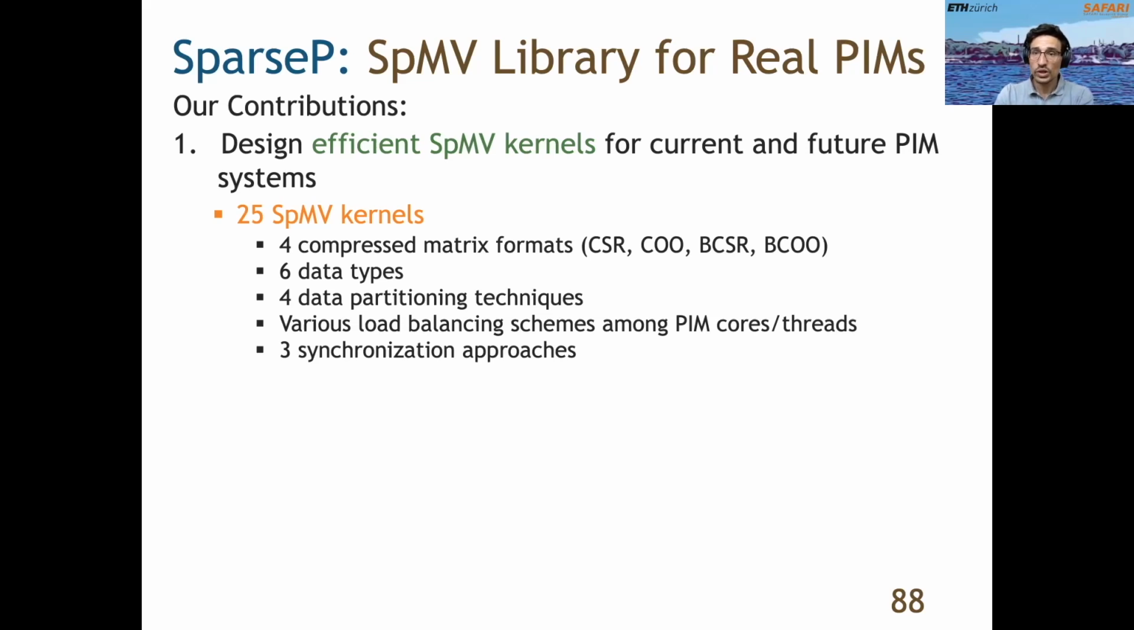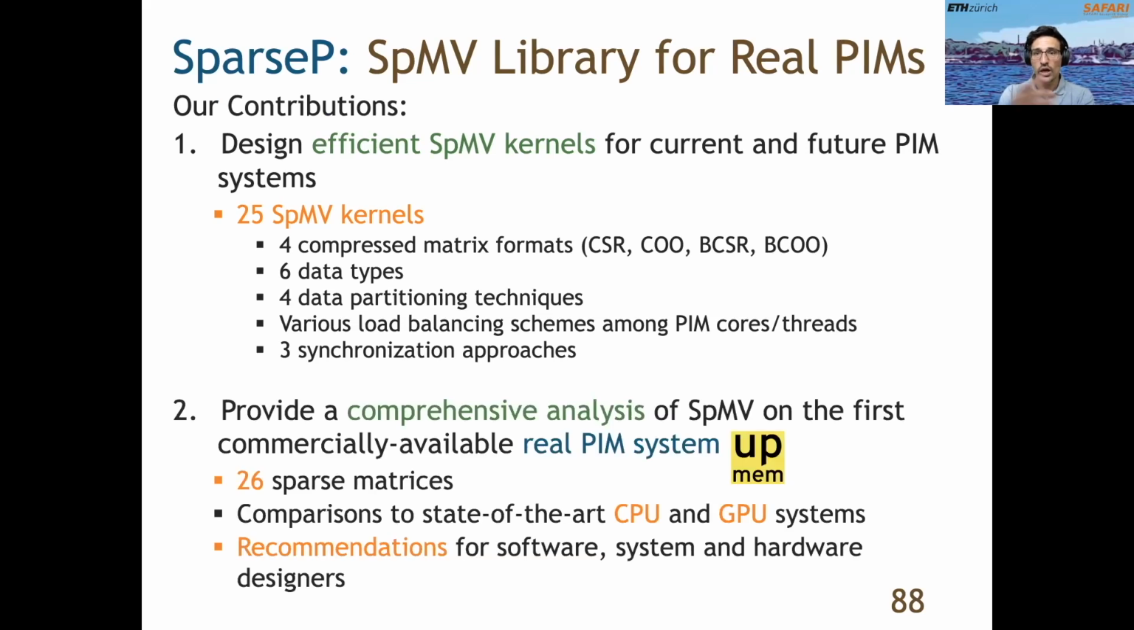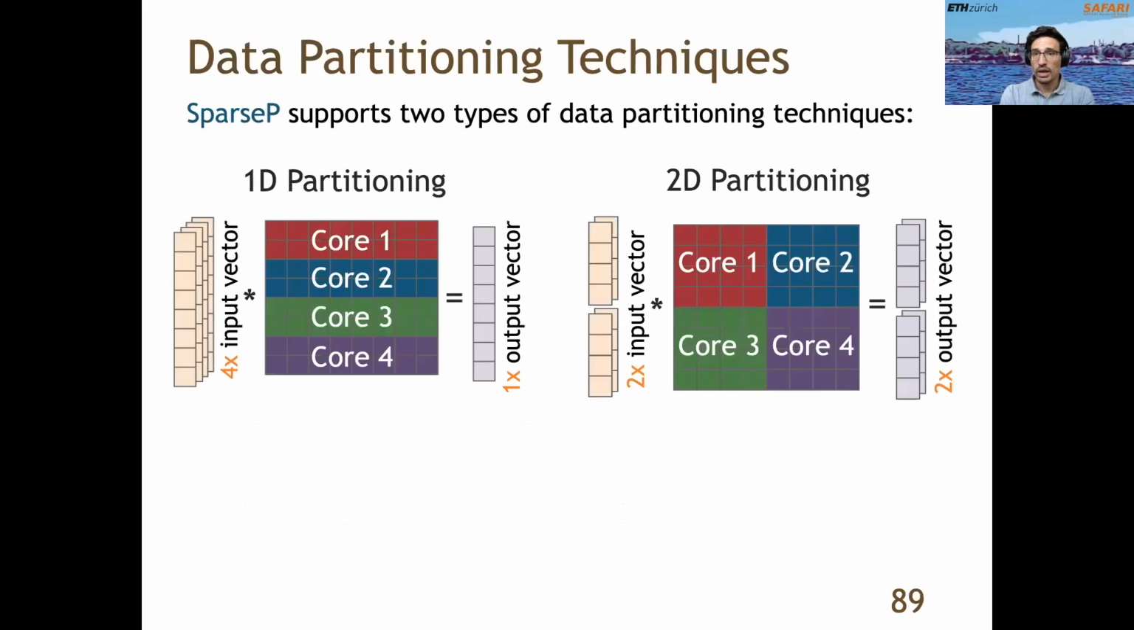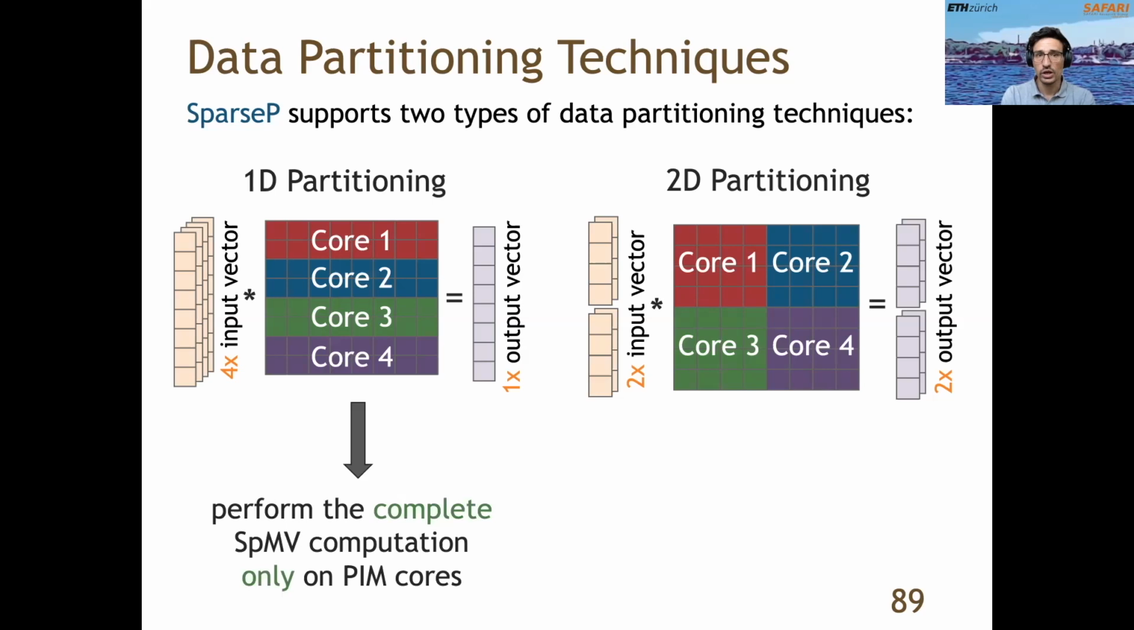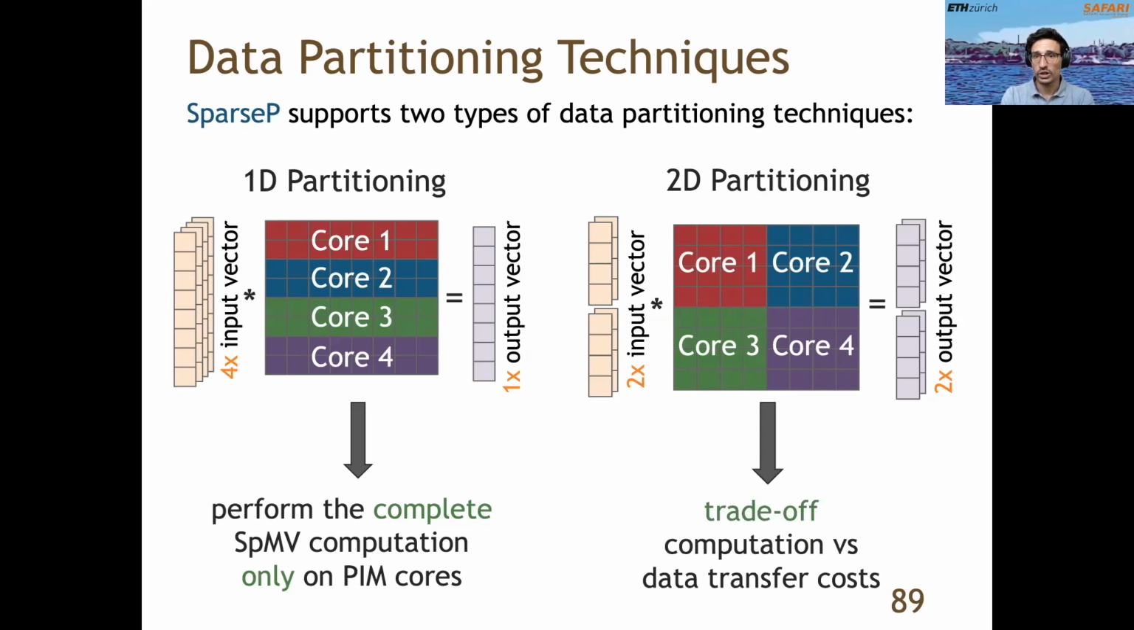In total, we developed 25 SpMV kernels, and we performed a comprehensive analysis of all these kernels using different input matrices. We applied many different optimizations, for example, in terms of how to partition the computation across the available PIM cores. We explore, for example, 1D partitioning, where we perform the complete computation on the PIM cores, and also 2D partitioning, where the rows are partitioned, as you see, across different cores. So we have to perform the final reduction on the host side, but here we trade off computation versus data transfer costs.